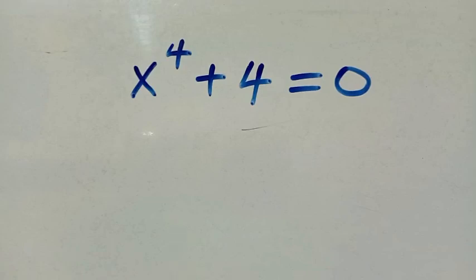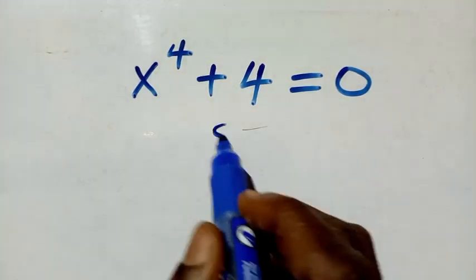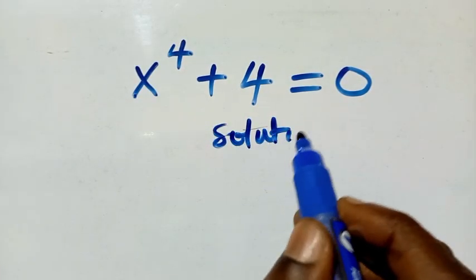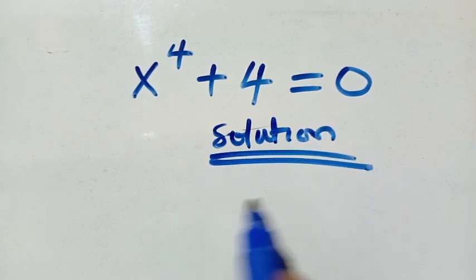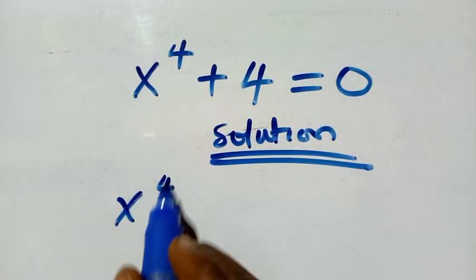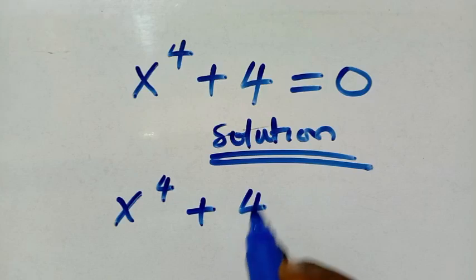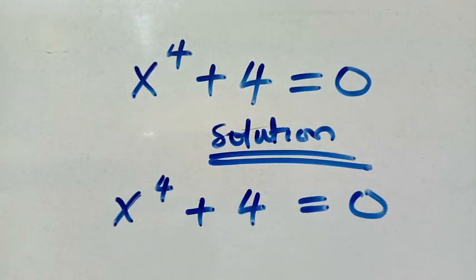How to solve these nice algebraic equations? x to the power 4 plus 4 equals 0. So let's see the solution from here. We're given x to the power 4 plus 4 equals 0.